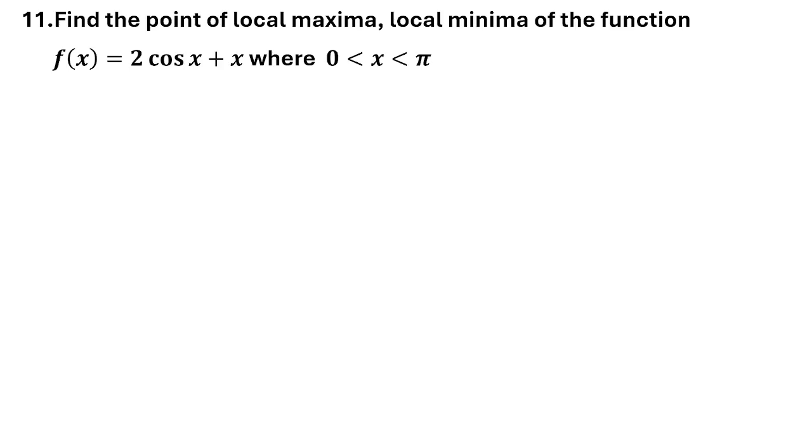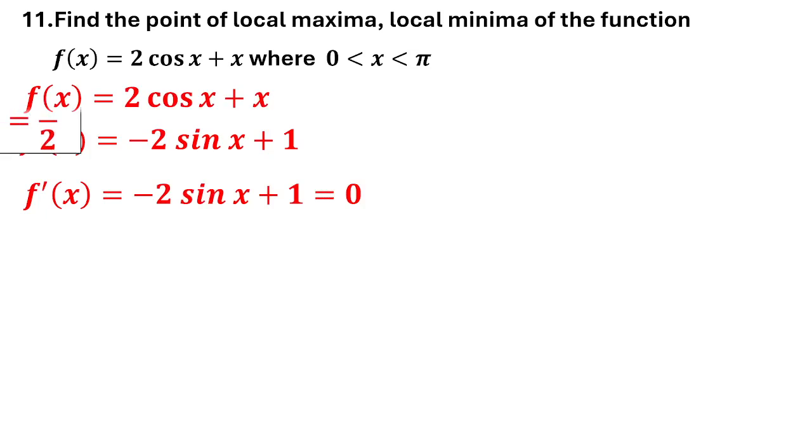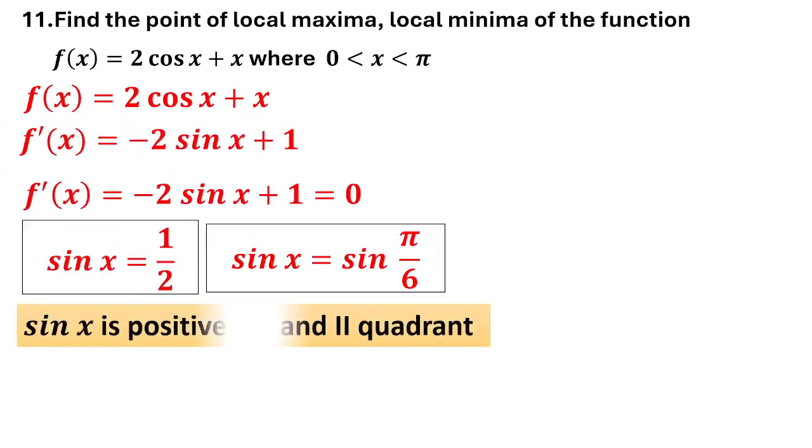We have to find the local maxima and local minima. You know the technique of it. You have to find f dash of x. We have to equate it to 0 and find the critical points. That is step number 1. Let us find it now. f dash of x equated to 0. We are getting sin x is 1 by 2, and that is sin pi by 6.